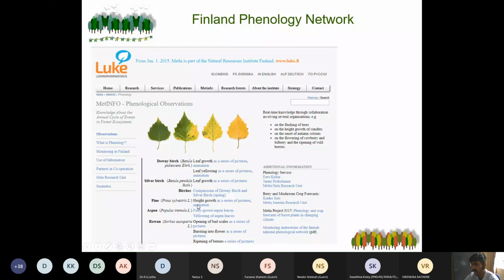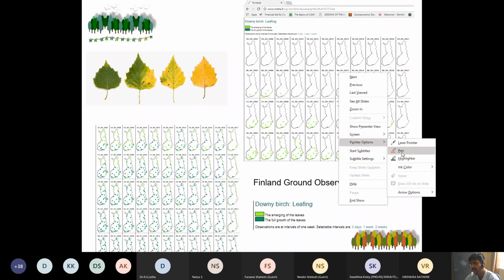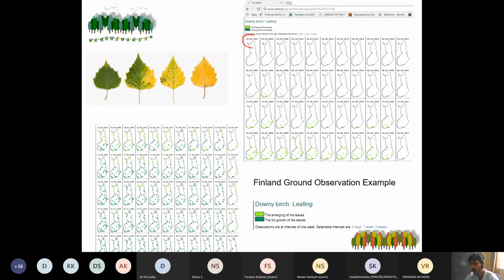Finland has a phenology network. Their phenology network is excellent because they also provide the leaf color and leaf information, and they provide it in a beautiful map. For example, you see this map. In this map, they have given colors for different dates. This date is 29th of April 2007, and the same for every year.